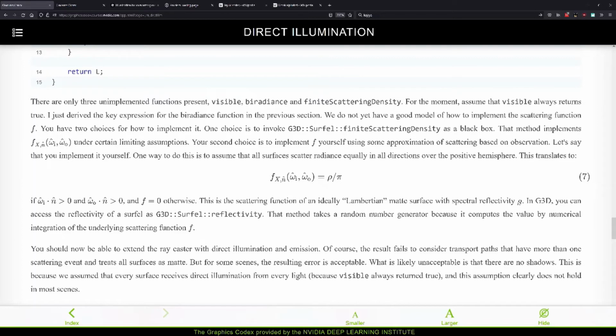But if you don't divide by pi, essentially your material is going to be too bright, and apparently it means you're not going to be energy conserving. But why pi exactly? I don't know.